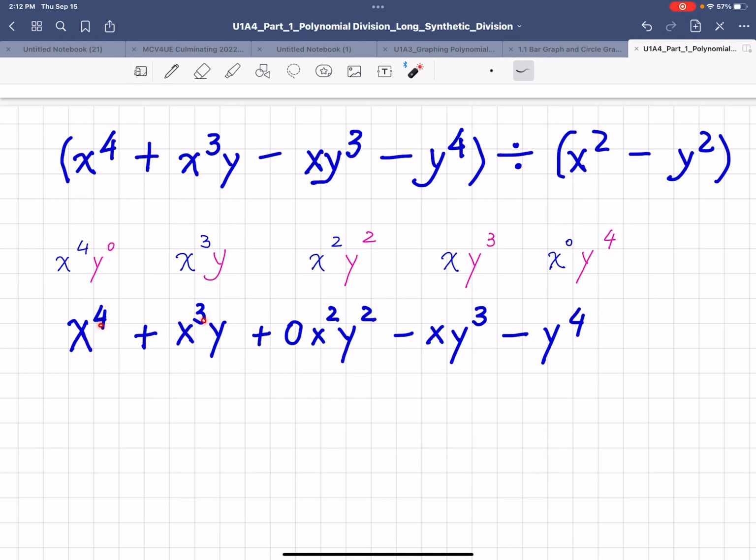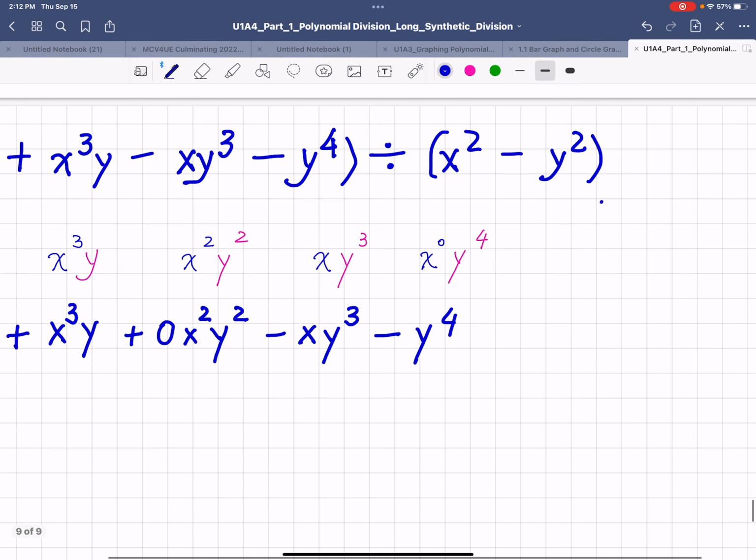So once you have taken care of the polynomial that we are dividing, or in other words, the dividend, then we're going to take care of the divisor, which is x squared minus y squared. The divisor x squared minus y squared again contains two variables, x and y. And we are going to treat x as our main variable, so this will be our leading term, which we will rewrite as x to the power of 2.